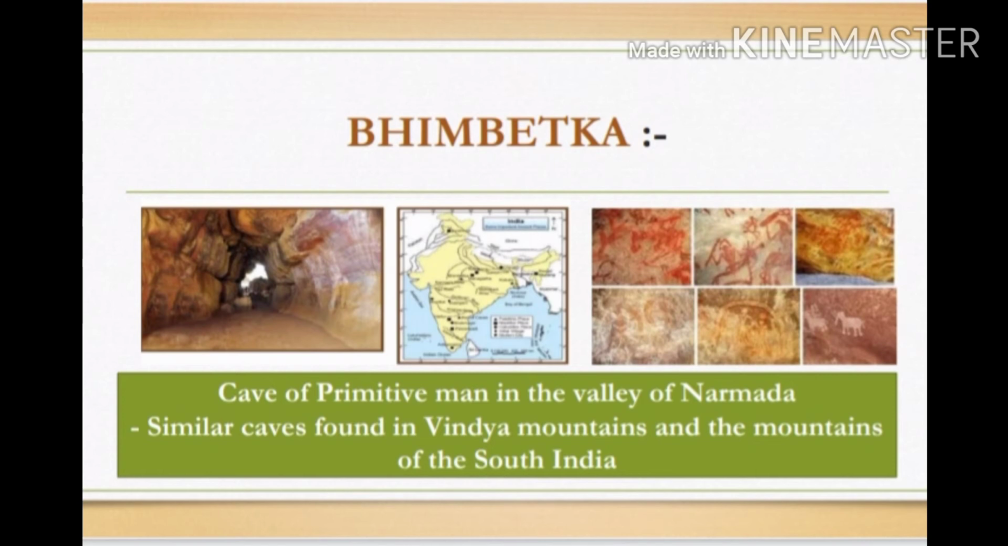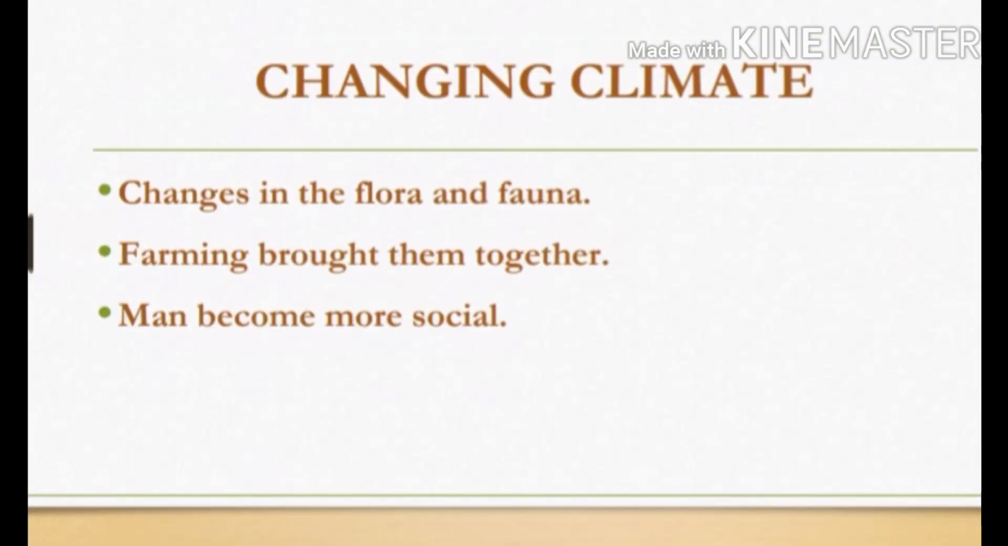Bhimbetka, you can find the cave of primitive man in the valley of Narmada. Most important question, in the valley of Narmada. Fine. And similar kind of caves you can find in the Vindhya mountain and mountains of South India even. Here found some beautiful pictures of wild animals. Clear? So Bhimbetka is situated in the valley of Narmada. Clear? Okay.